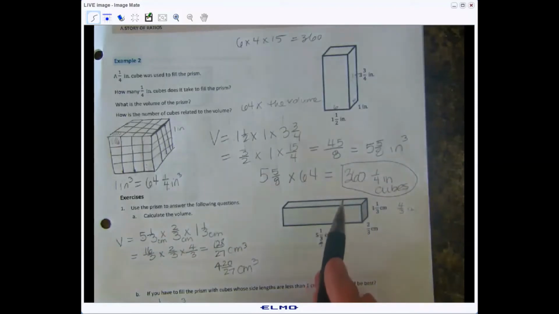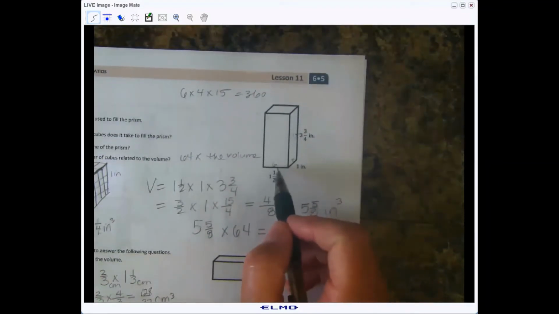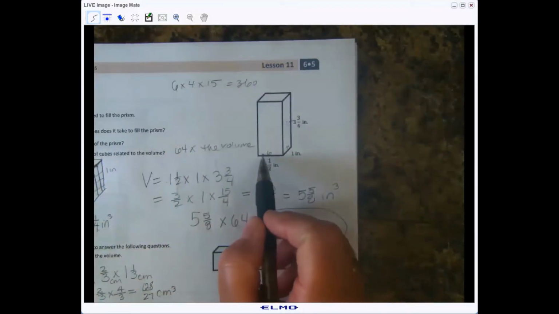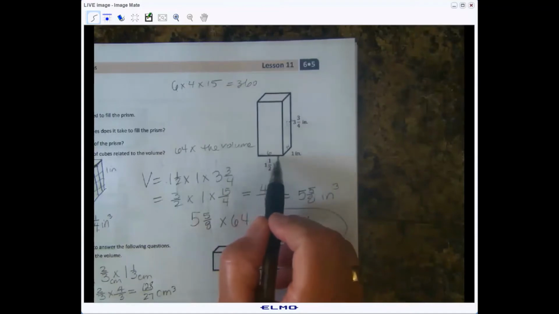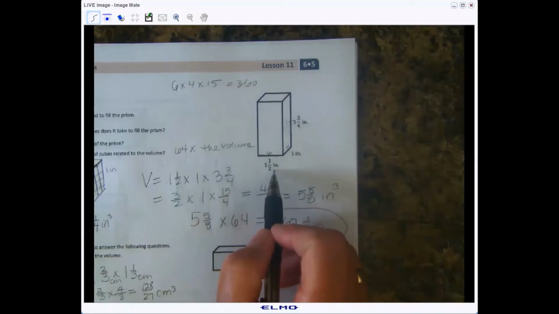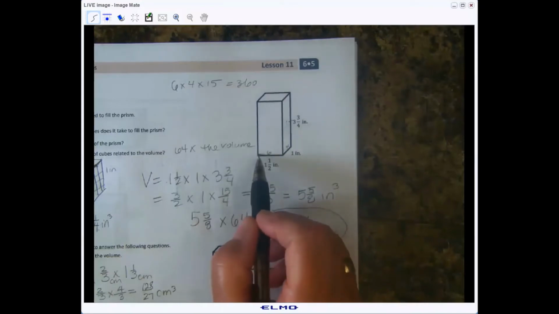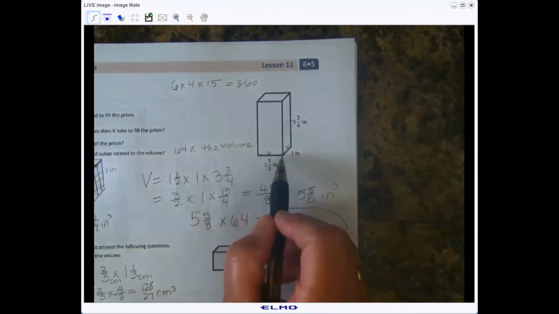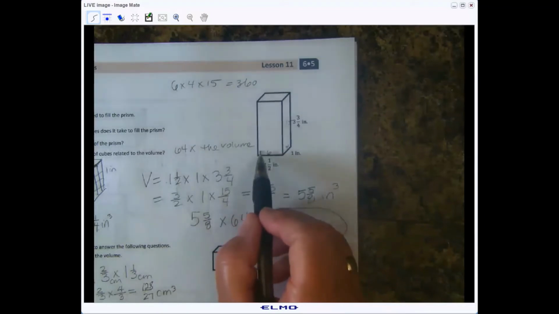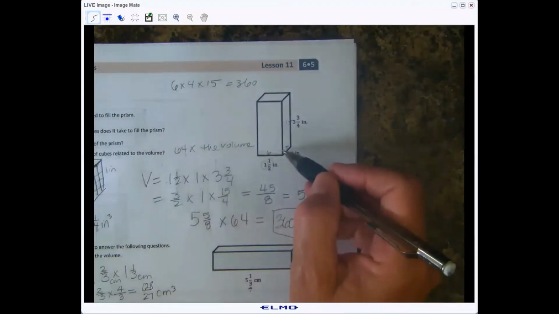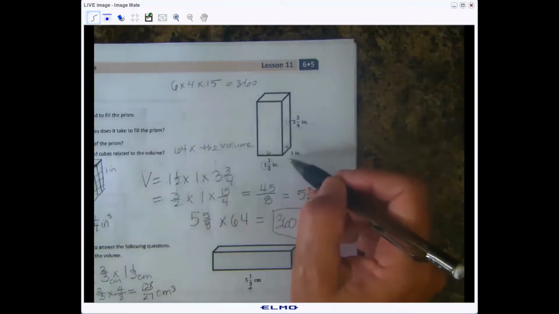Now, another way you could have gotten that same answer is to think about this question. If this length here, this width or length of the box, is 1.5 inches, how many 1/4 inch cubes can you line up here? 4 for the 1 and 2 for the 1/2, so it's 6 altogether. So that's 6 cubes across here. Now, remember, we're just doing the bottom layer.